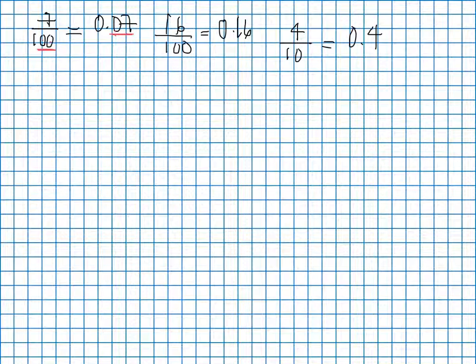Okay, 409 over 1,000. Well, first thing we do is we write the number 409, and then we think, how many zeros do we have? We have 3. That's how many spaces are going to be to the right of the decimal point. So we're going to go 1, 2, 3. Our decimal point is going to go right here, and we have to complete it with a 0.